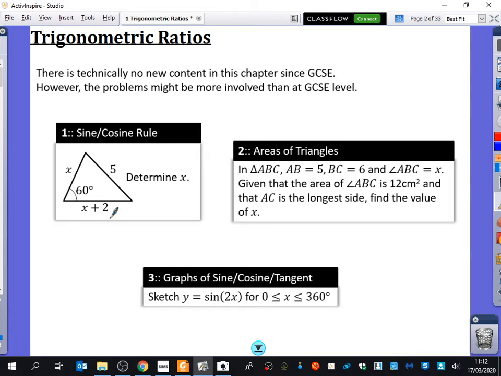We want to talk in a lot more detail about the sine rule and the cosine rule. We're going to be looking at areas of triangles, so I think you probably know the formula for areas of triangles already. And then last of all, we're going to be looking at the graphs of the sine, cosine and tangent functions. And that point 3 that we've got down here then leads us into what we're going to be doing.